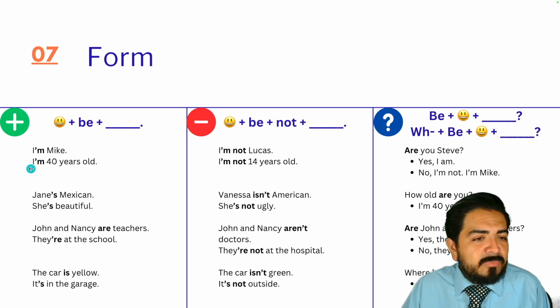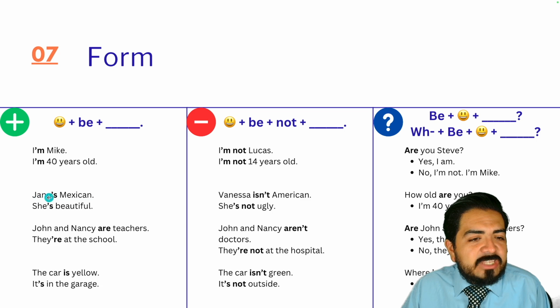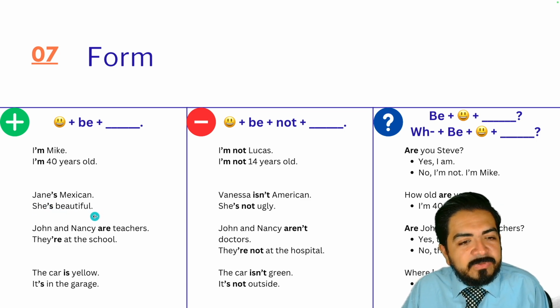This again, the subject I, verb be is am, and then the complement 40 years old. In this next one, Jane's Mexican. Subject, verb be, complement. She's beautiful. Subject, verb be, and complement.